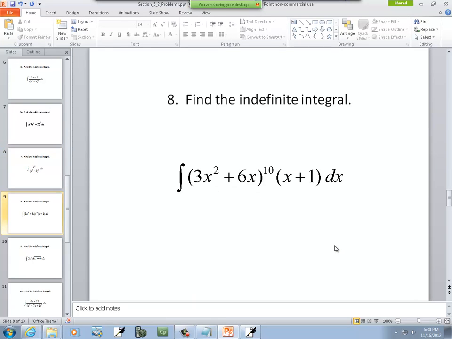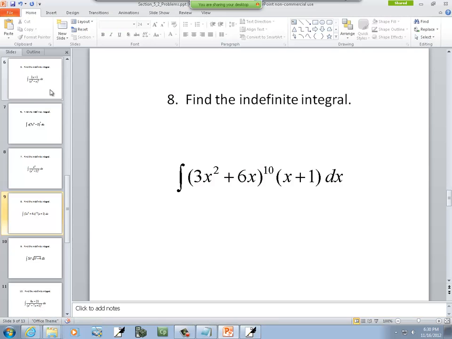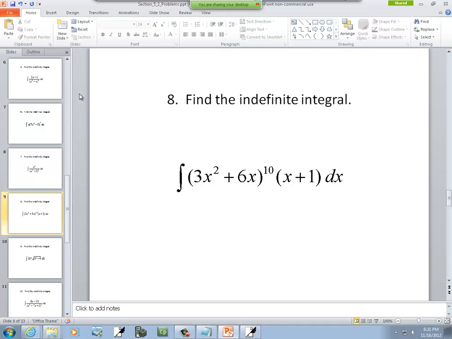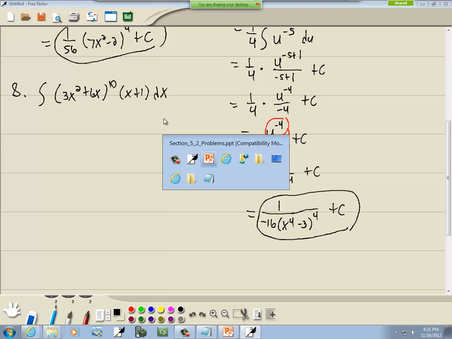Let's look at this one. The integral of 3x squared plus 6x to the 10th power, and then x plus 1 dx.